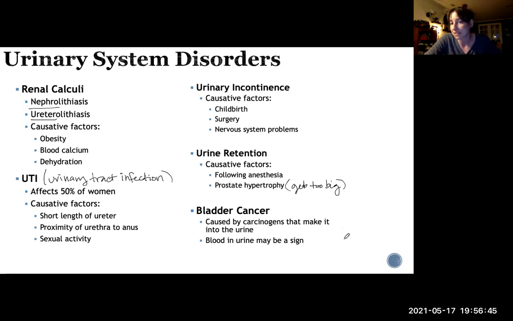Blood in the urine may be a sign of that, but blood in the urine along with pain could also be a sign of renal calculi too, or a UTI. So don't freak out if you have blood in your urine, but get it checked out so that you can get on some antibiotics if you have a UTI, or do whatever you need to do to get rid of those kidney stones, because they're the worst.